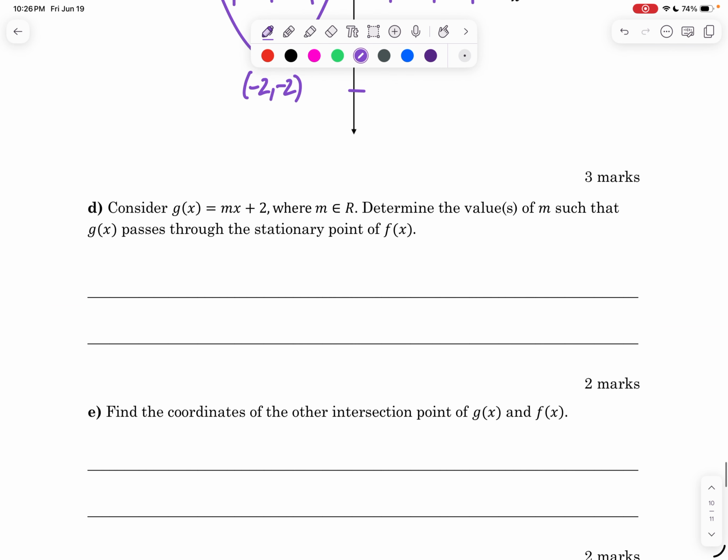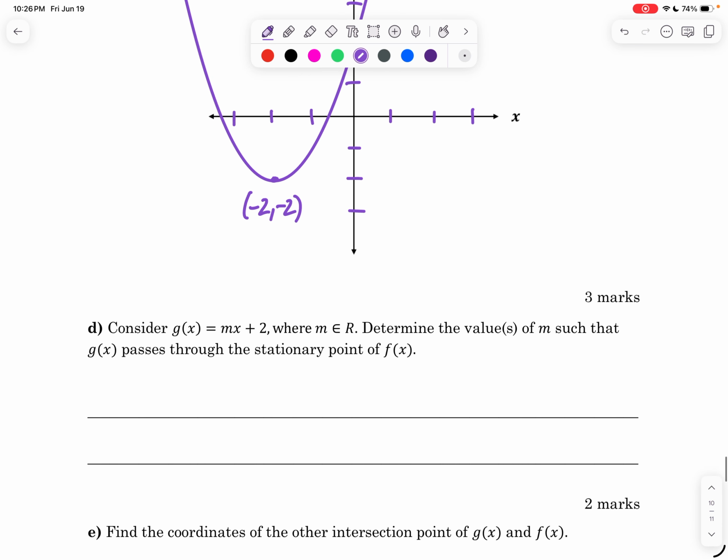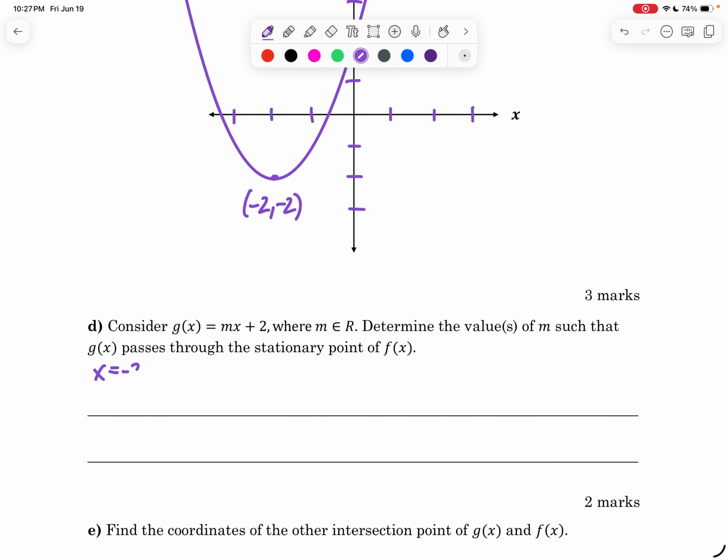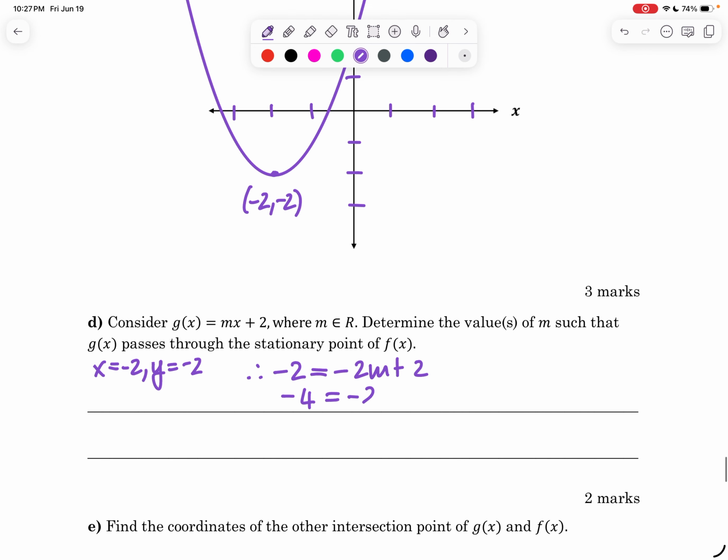Okay, consider mx plus 2. Determine the values of m such that g of x passes through the stationary point. Okay, so x equals -2, y equals -2. So we get -2 is equal to -2m plus 2. All I did was sub y equals -2, x is -2. If we bring the 2 to the other side, we get -4 is equal to -2m. So m is equal to 2.